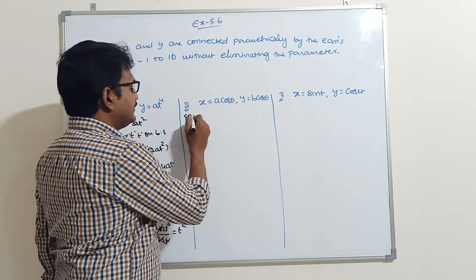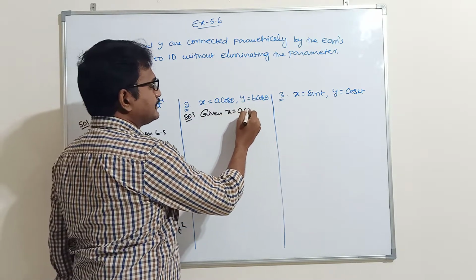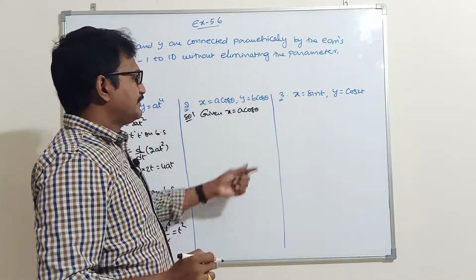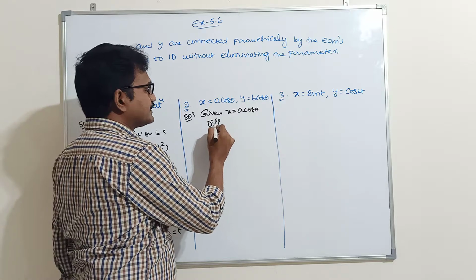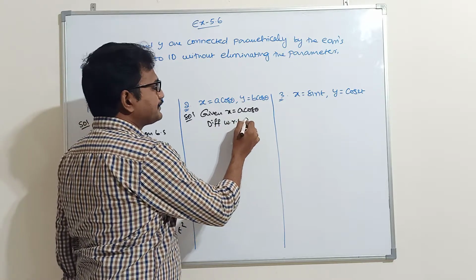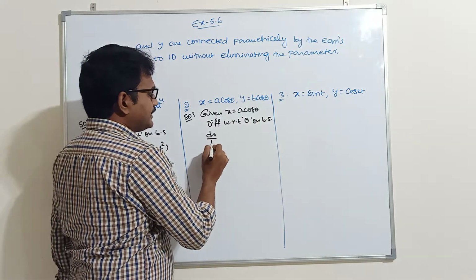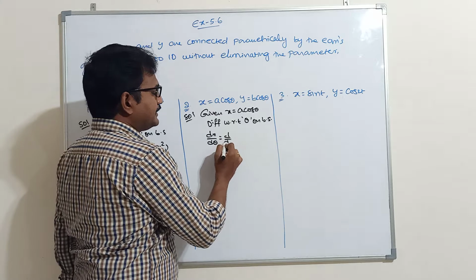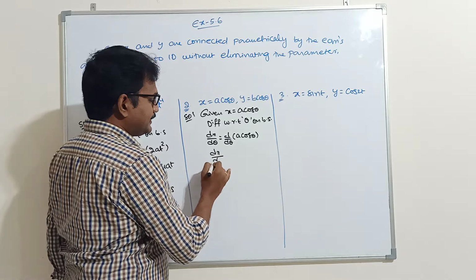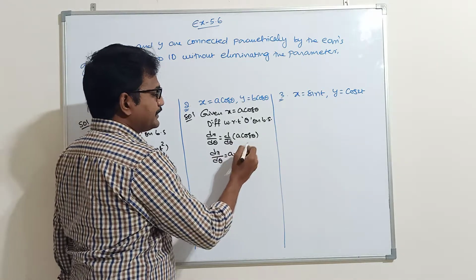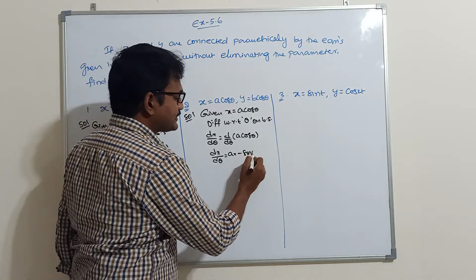Next, here x is equal to a cos theta. The variable here is theta. So differentiating with respect to theta on both sides, dx by d theta is equal to d by d theta of a cos theta. So dx by d theta is equal to a into the derivative, a is constant. The derivative of cos theta is minus sin theta.